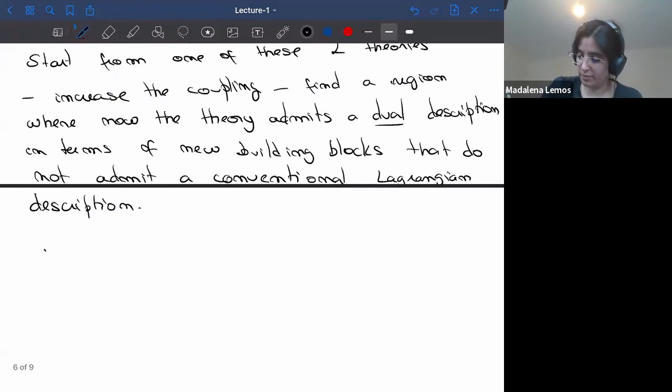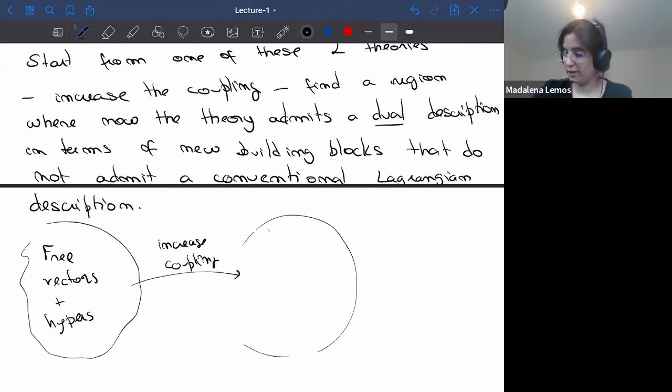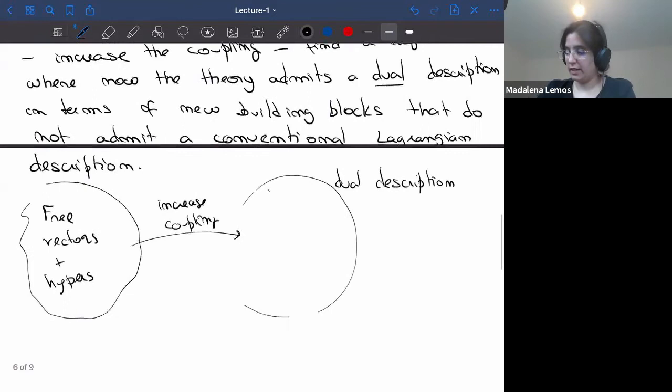So it could be that I started from free vectors plus hypers. And this is a good description of the theory in some region at weak coupling. And now as I increase the coupling, I find a different region that has a dual description, again, in terms of something that is weakly gauging something, but now what I'm weakly gauging are not free vectors and hypers. So now here I would find, for example, some isolated, strongly coupled theory, or isolated is enough. It's a theory that has no exactly marginal deformations.